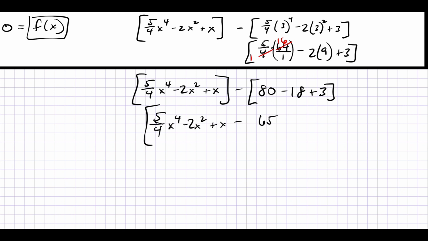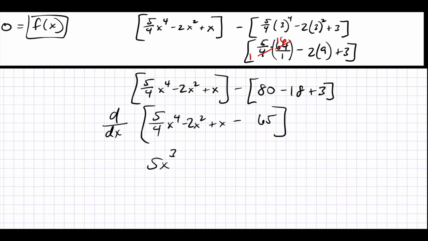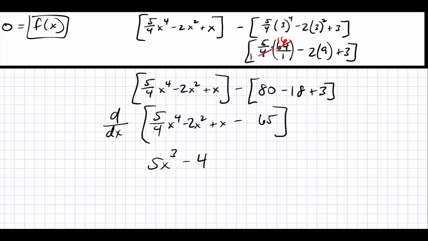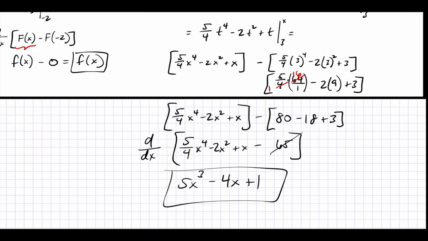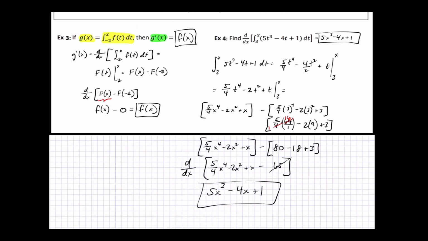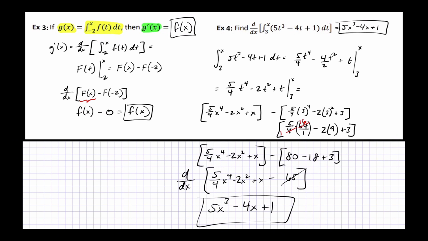Now what do I have to do with this guy? What's the last step for this guy? Find the derivative. So move the 4 to the front, you get 5x cubed. Move the 2 to the front, you get 4x. Plus 1, that guy drops. That's your answer. And it's the same answer that we started with, right?